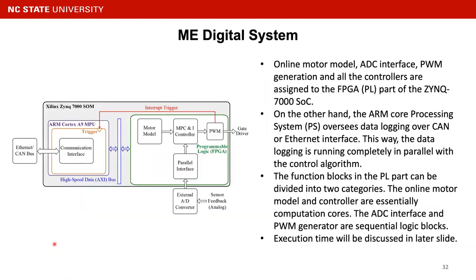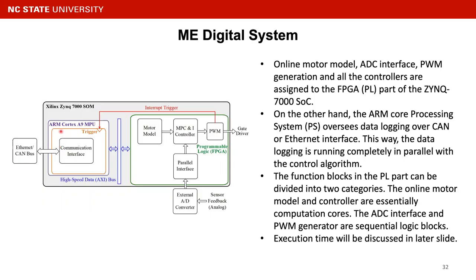Now, here's the digital system for the motor emulator. As you can see, the online motor model, ADC interface, PWM generation, and all the controllers are assigned to the PL side of the SoC. On the other hand, the ARM core processing system oversees the data logging over CAN or Ethernet interface. This way, the data logging is running completely in parallel with the control algorithm.